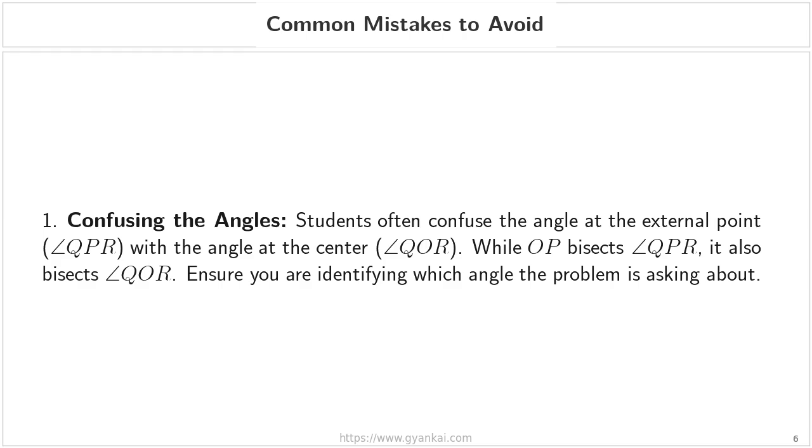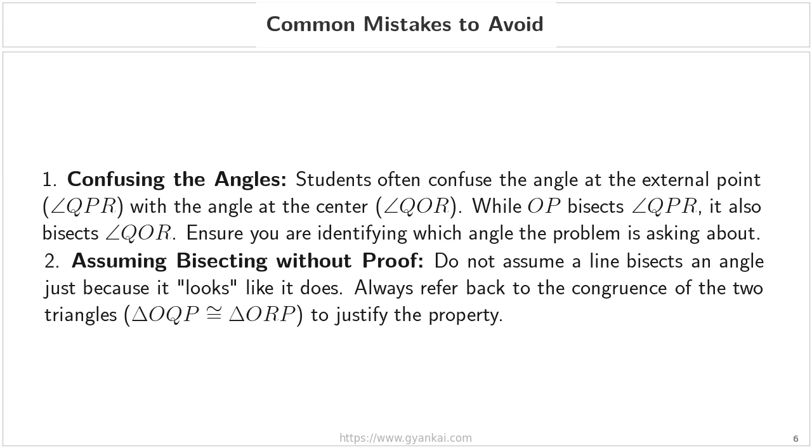Now, remember what we learned in the previous slides. The line segment OP acts as a bisector for both. It bisects angle QPR, but it also bisects angle QOR. When you are solving a problem, always double-check exactly which angle the question is asking you to find.